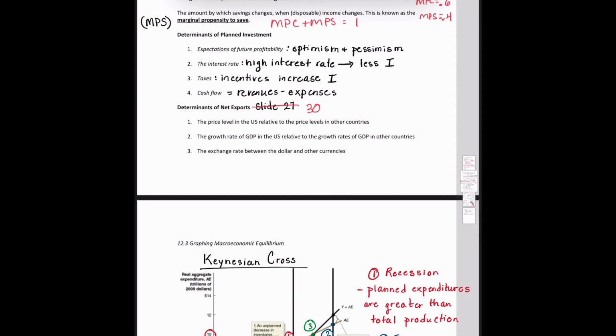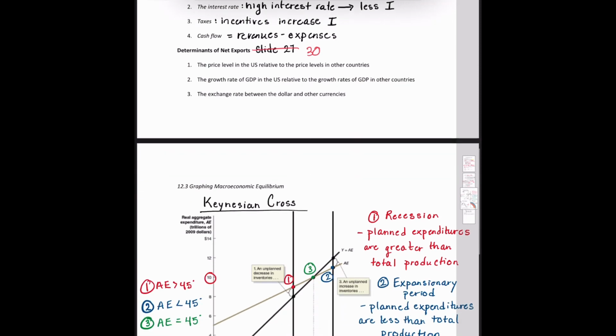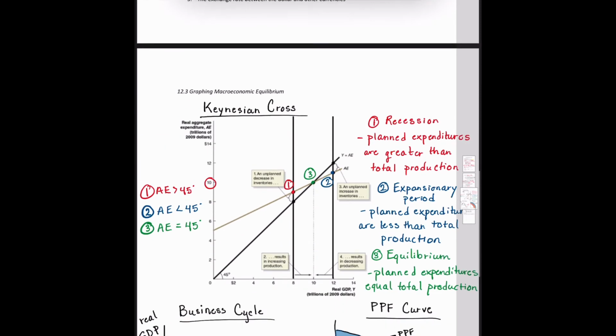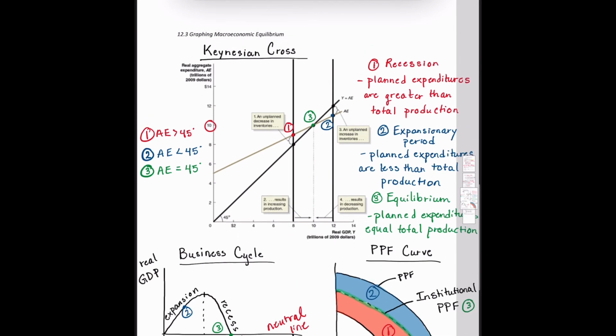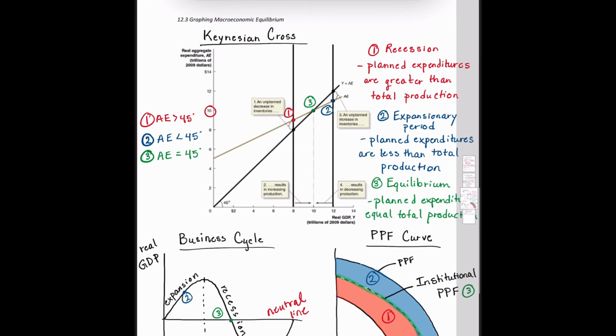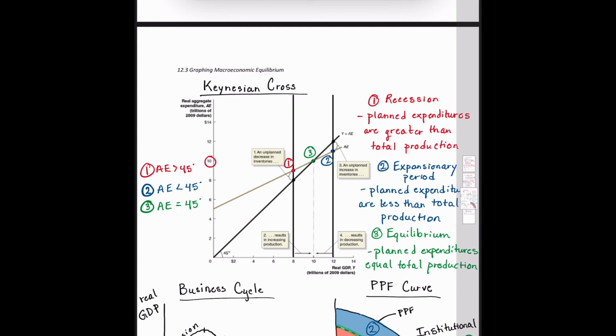So that kind of wraps up talking about each component specifically. Now we're going to talk about graphing macroeconomic equilibrium. There's a lot going on this page, but we'll walk through it together. I do want you to remember that Y equals C plus I plus G plus NX. Remember, that's GDP, that's output, and aggregate expenditure equals C plus I, planned investment, plus G plus NX.